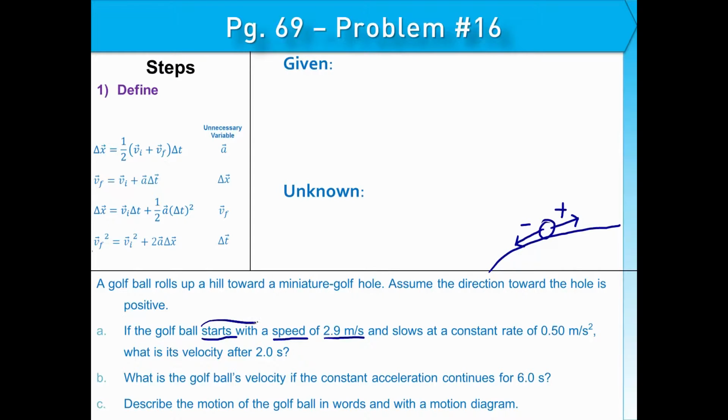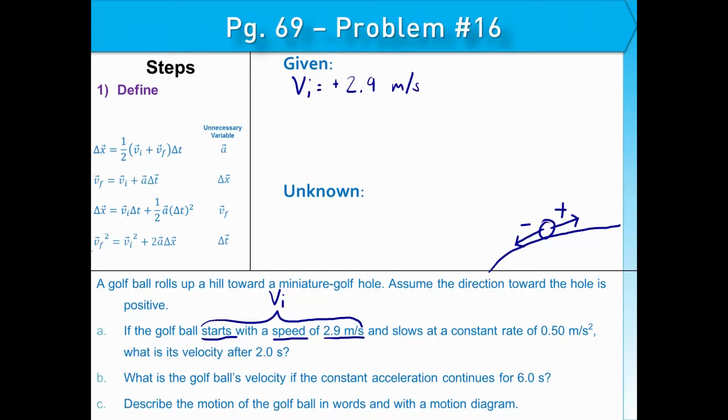So I'm going to highlight all of this. This implies that this is my initial velocity. And notice that it starts going up a hill, so the sign for my velocity is going to be positive. So I'm going to put up here, initial velocity is a positive 2.9 meters per second. Let's go to the next part.